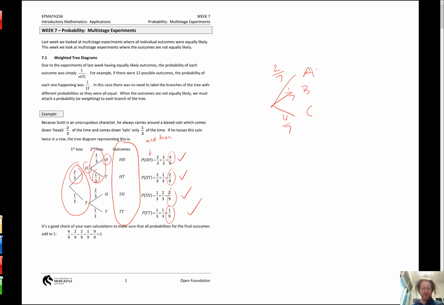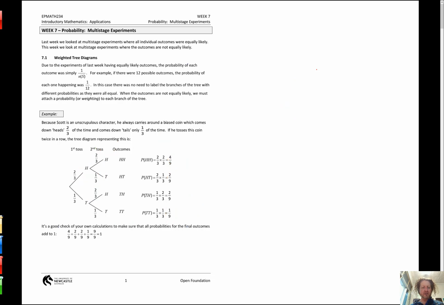So in answering the question from the one we just looked at, the question said, was there a question? If he tosses his coin twice in a row, the tree diagram represents it. There wasn't a question. Let's make up a question. Okay, what is the probability of using Scott's coin and getting a head and then a tail? Remember this from last week? Probability head, tail was literally a head and then a tail. So that's that one. Here's tail and then a head.